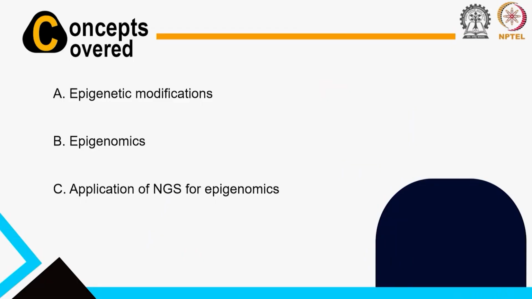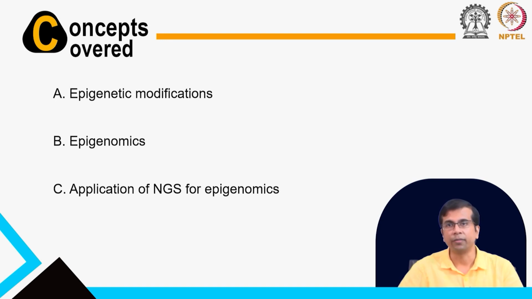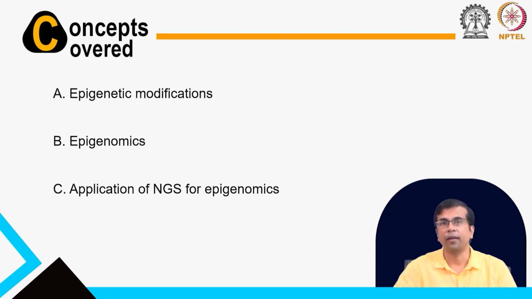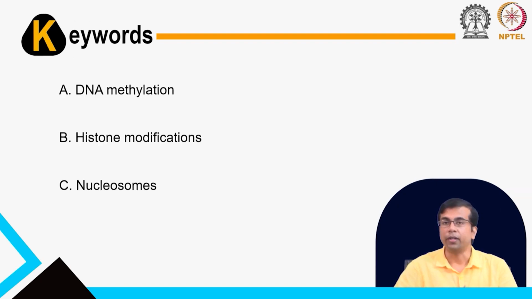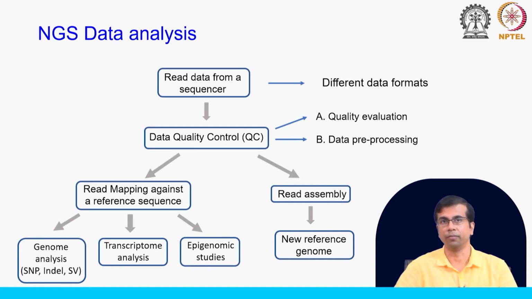So, these are the topics that we will be covering today. We will mostly talk about epigenetic modifications, because it is important to understand what modifications we are looking at, or what modifications we want to identify using the NGS methods. We will talk about epigenomics, and then briefly introduce the application of NGS for epigenomics, and in the subsequent classes we will expand on this application part a lot more. These are the keywords for this class: DNA methylation, histone modifications and nucleosomes.